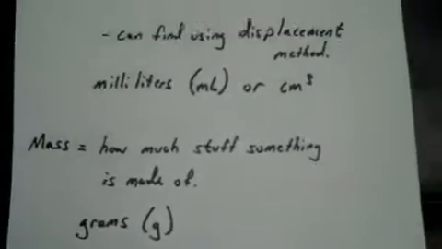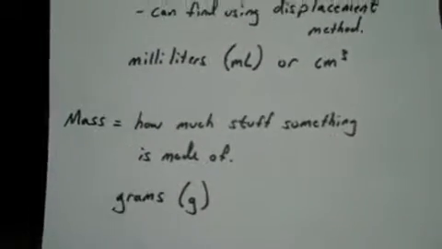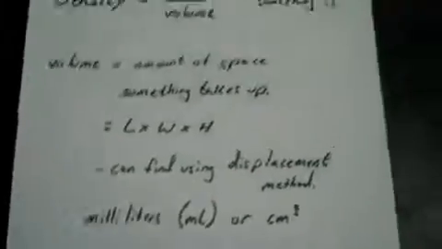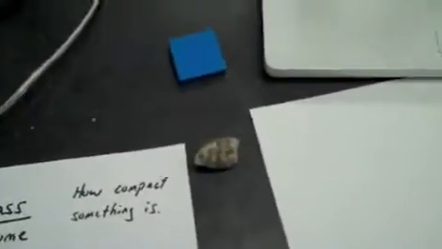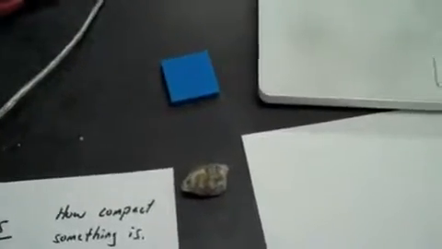The mass is how much stuff something is made out of. I want to remind you that mass is not the same as weight, and we measure mass in grams. The two objects that we're going to find the density of today are this blue square rectangle object and this rock. We're going to start with the rectangle.